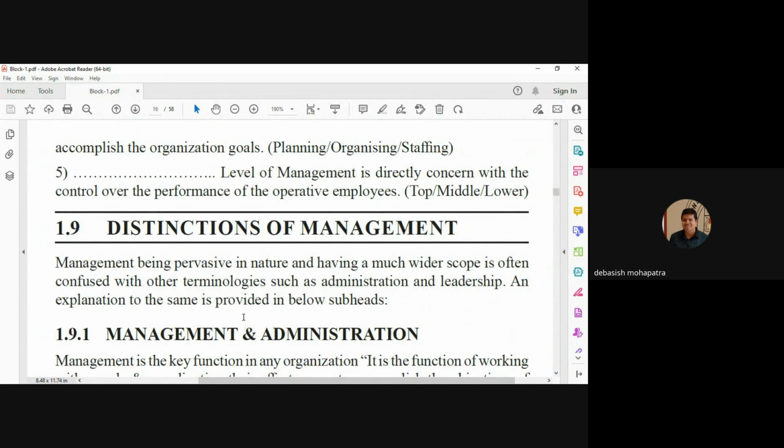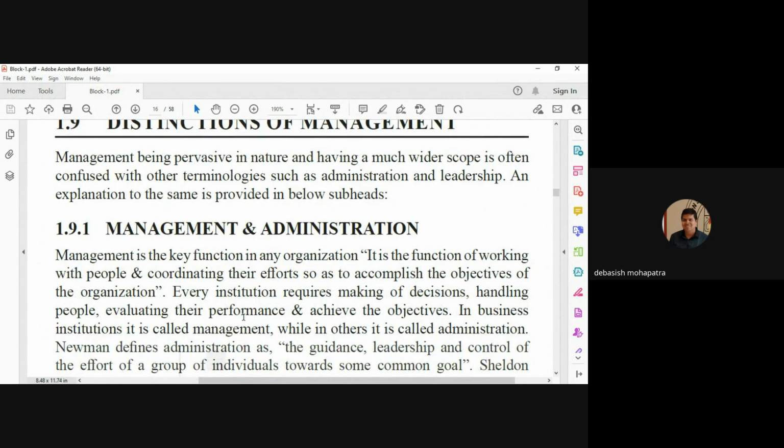Then distinctions of management. So management, being pervasive in nature and having a much wider scope, is often confused with other terminology such as administration and leadership. An explanation of the same is provided below. So what is the difference between management and administration? Management is a key function in an organization.